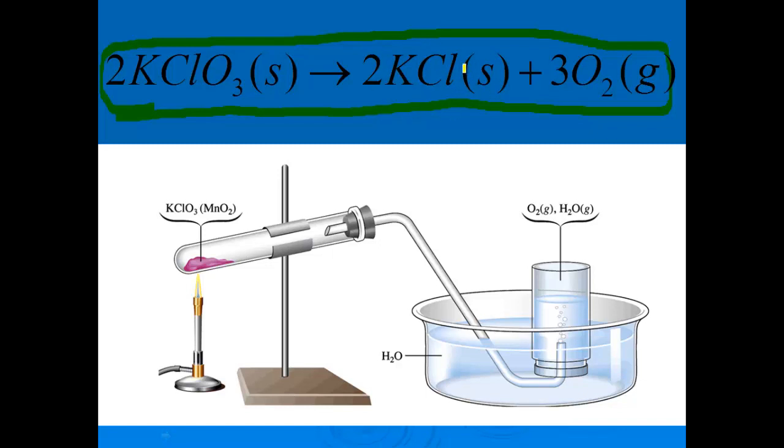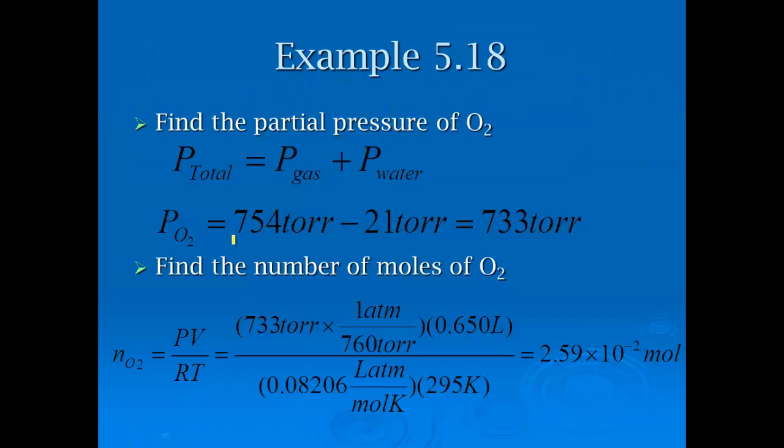We decompose into potassium chloride as well as oxygen gas, and the oxygen gas is what we collect by water displacement. And the lab really helps conceptualize this stuff. Okay, the partial pressure of the O2 is simply subtracting the pressure of the water. We've manipulated things here. Here's your total pressure. The pressure of the gas we're looking for is O2, so it's going to be 733 torr.